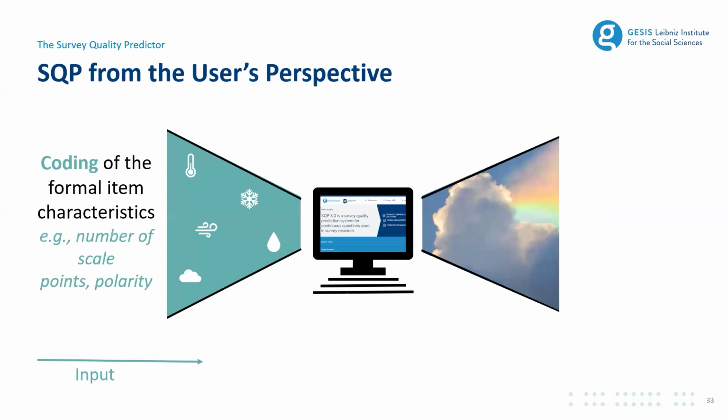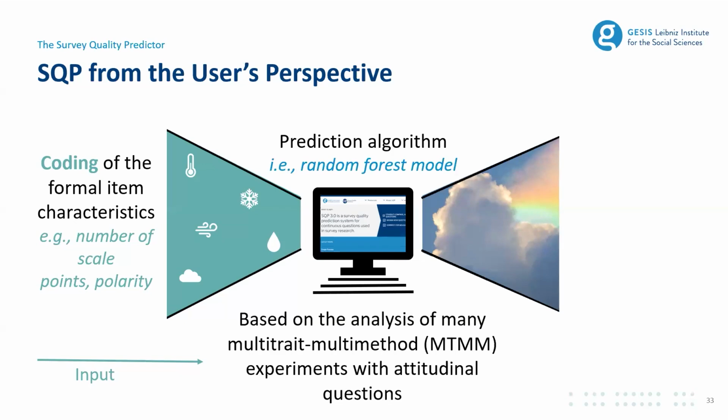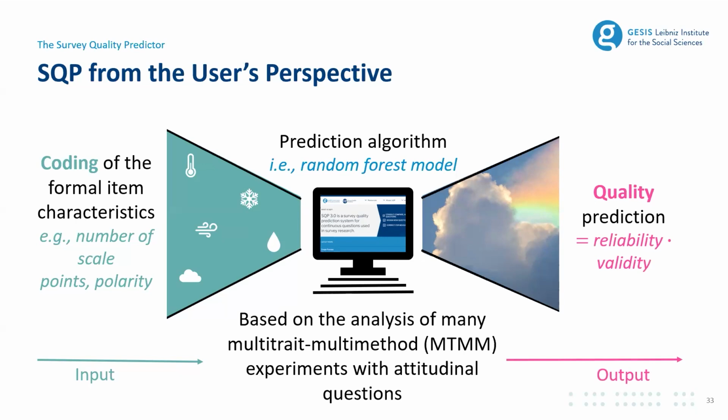Okay. This now is SQP from the user's perspective. So, let's say you now want to use the software. What you do is you insert the item that you want the quality of. Then you code your item along this list of different characteristics. This is the input that you give to the program. I like to compare it to the weather forecast, right? So in order to get a prediction of the weather for tomorrow, the model also needs some input data, such as what's the temperature right now, the wind is coming from where and what strength, and so on and so forth. And then this prediction algorithm implemented in SQP, so this random forest model, which again was developed based on all these MTMM experiments, gives you as an output the quality prediction, which is the product of reliability and validity.